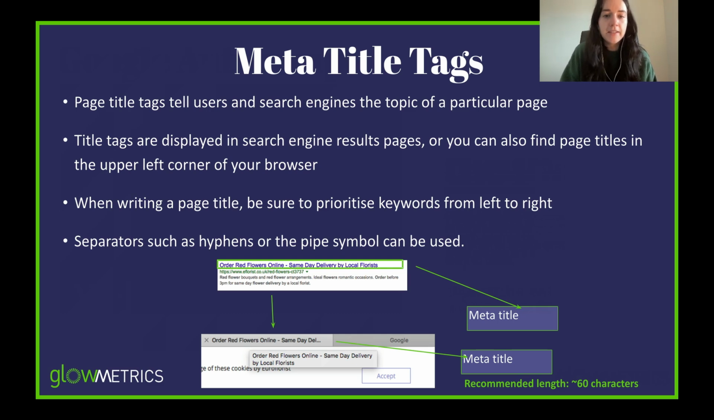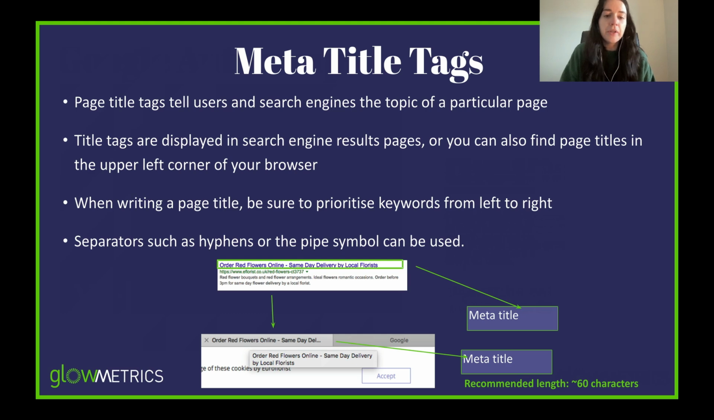Title tags are displayed in search engine results pages, or you can also find titles in the upper left corner of your browser. And when you're writing a page title, be sure to prioritize keywords from left to right. This is because Google can cut you off if you're over the 60 character limit, and you just want to make sure you're getting those key phrases, those keywords at the start of the title so that the user can see it clear as day.